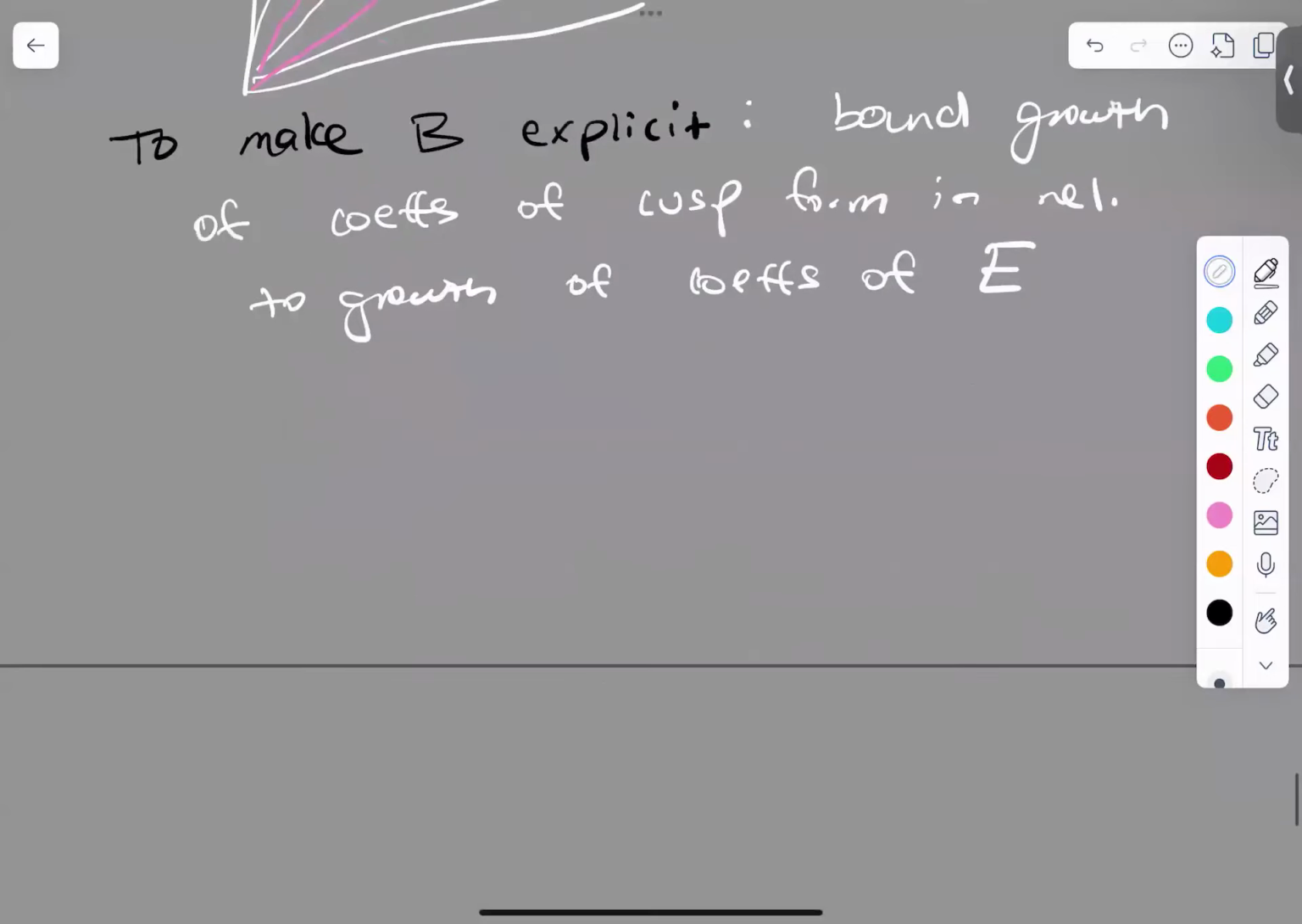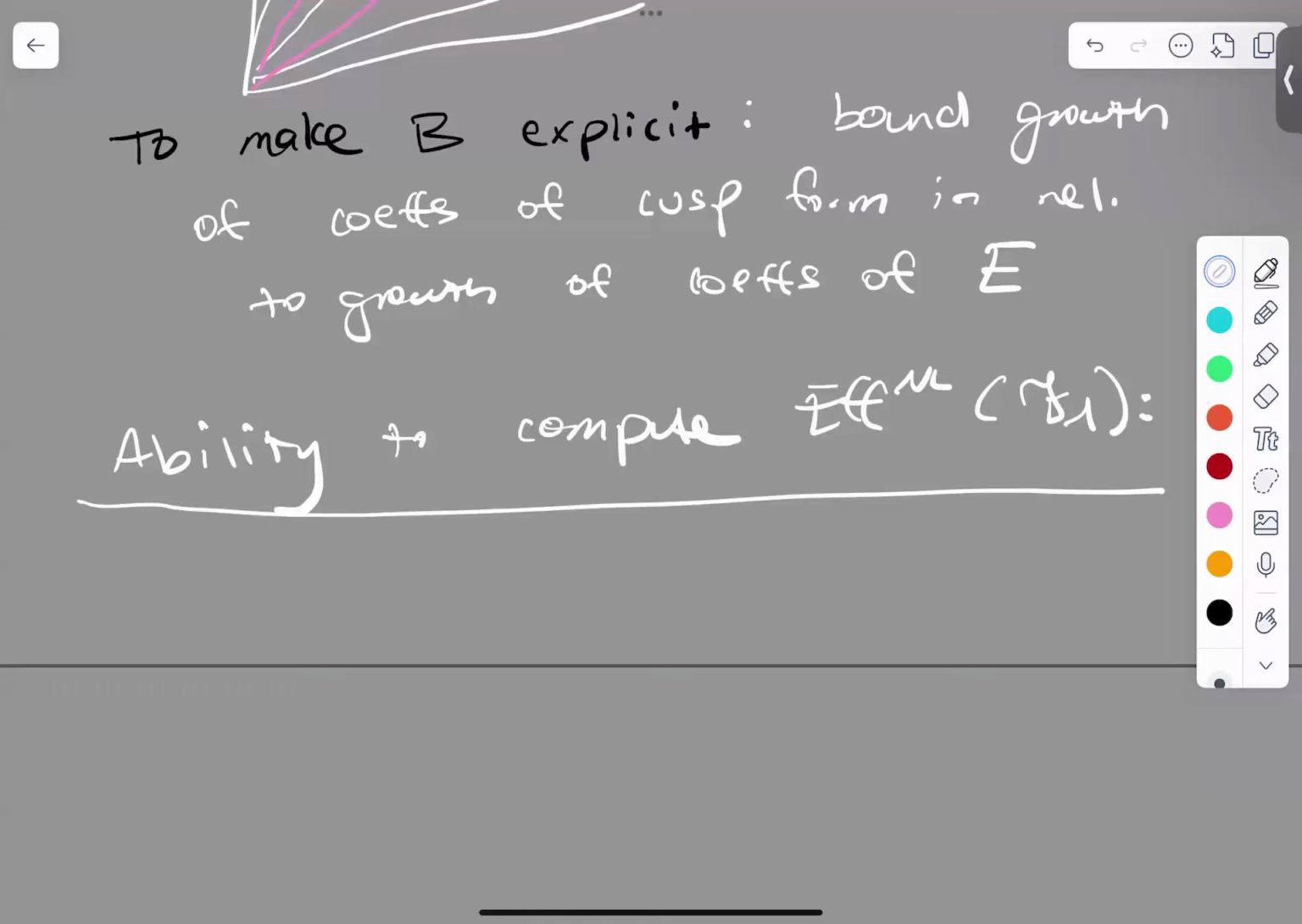The ability to compute this cone for these F lambdas. What are some applications as to why algebraic geometers might be interested in this, which is why we might care about being able to make these bounds explicit.